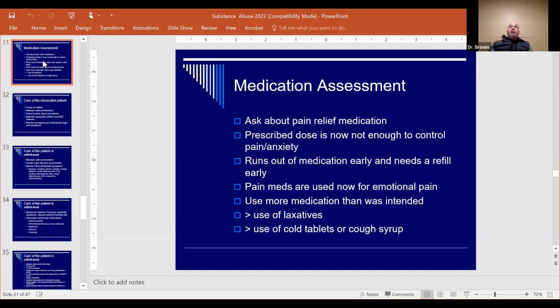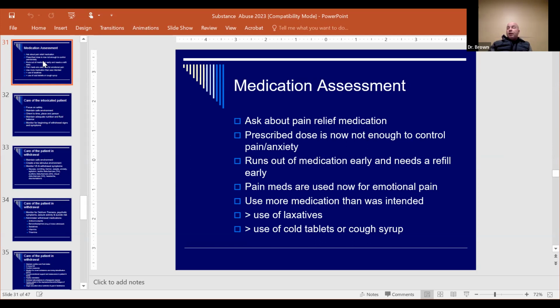In my practice, I don't prescribe a lot of benzos, and that is because benzos are very addicting. So if you have a patient that's on a medication, whether it be a pain medication or a benzo, and they're running out of medication early, or they're giving excuses, I lost my medication, someone stole it, then you really have to question that.